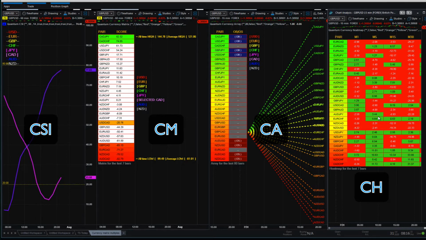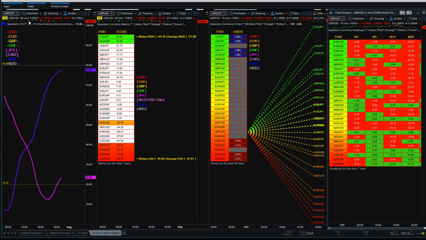What I've done here, these are on 60-minute. CSI is on 60. The currency matrix is on 60. The array I've got on 15. And of course, the currency heat map gives you all the time frames here in terms of the cells. I've isolated out the yen and Canadian dollar.